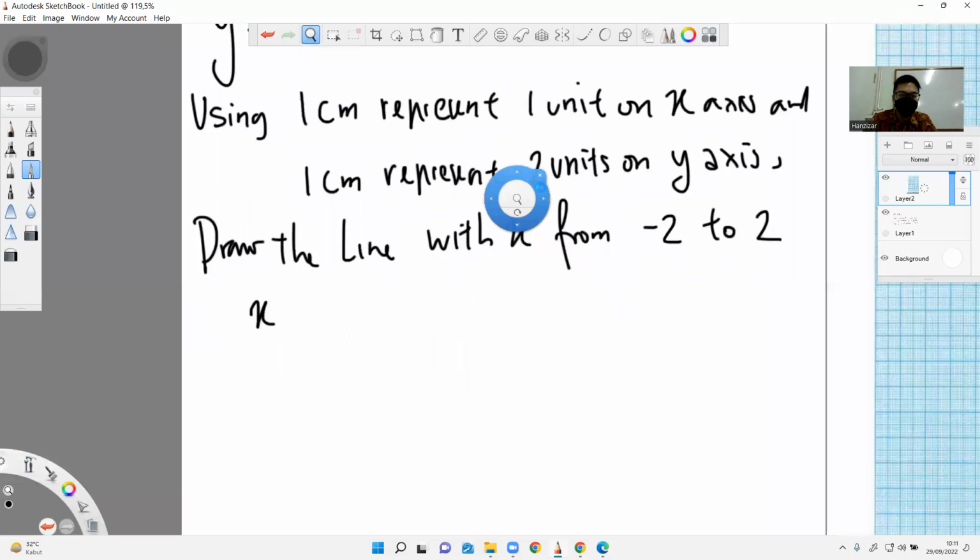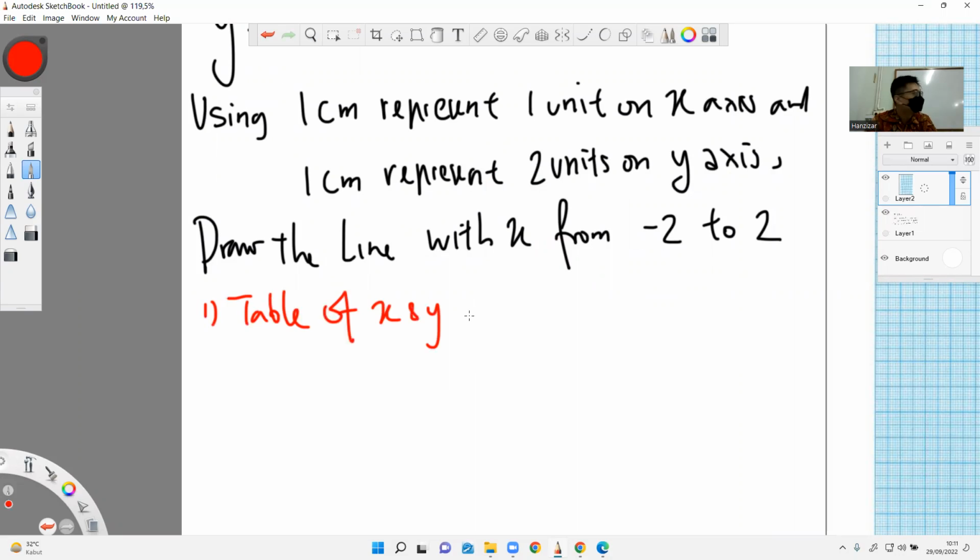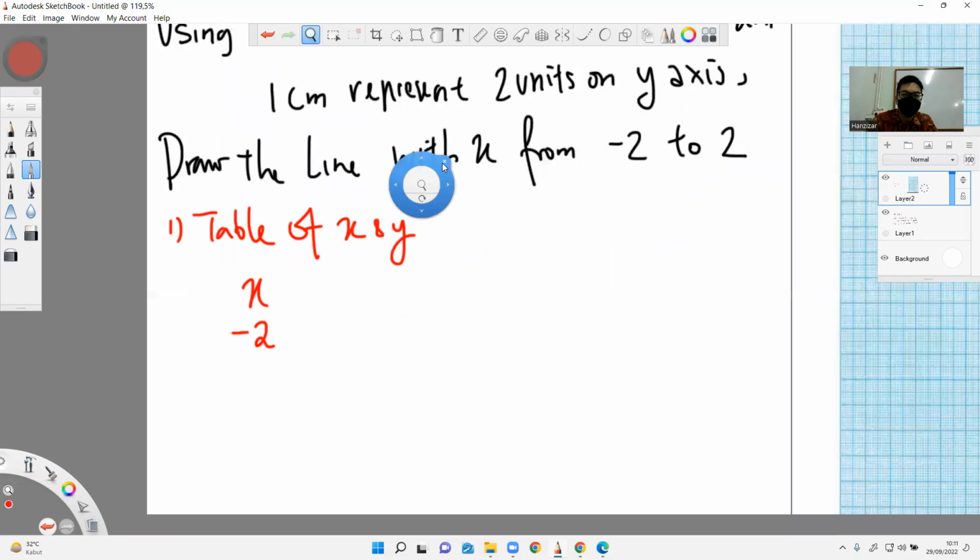So make the table. The first step is you make the table, first making the table of x and y. Okay, first x starts from -2 to 2. So after -2, what is it? -1, 0, 1, and 2.